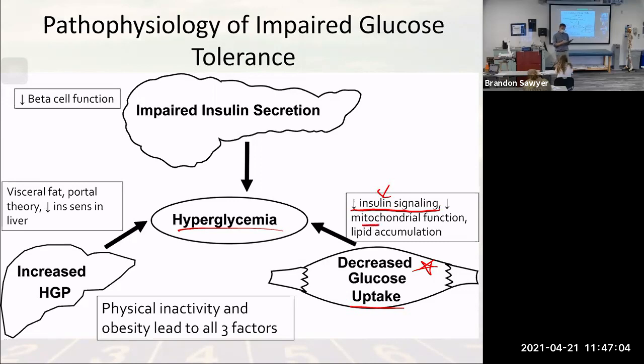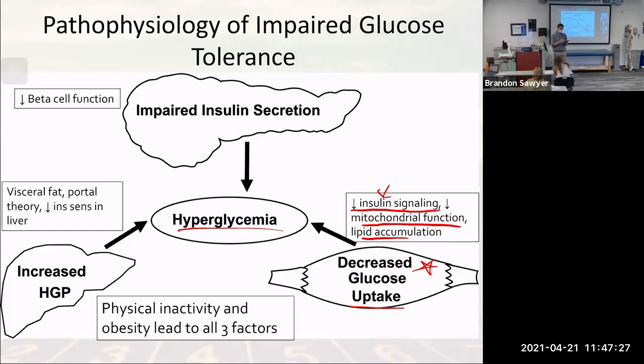That's highly related to a decrease in mitochondrial function of skeletal muscle. It's also highly related to lipid accumulation in muscle, and in any cell really, but muscle is where 85% of our glucose is stored. So that's why this is a disease that's so tightly linked with skeletal muscle. Okay, so that's one factor.